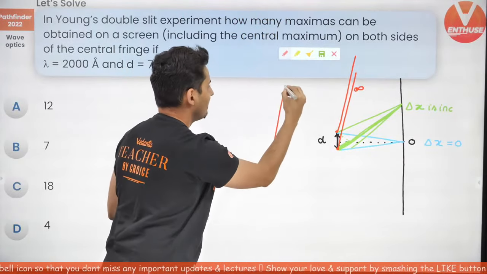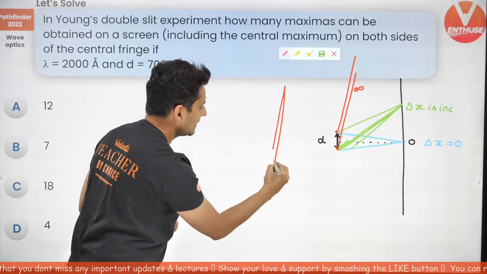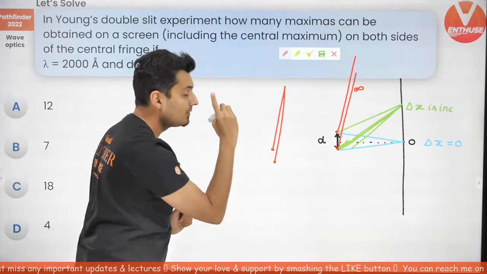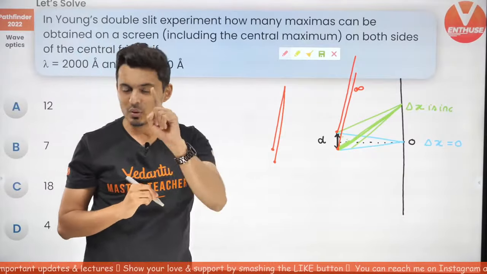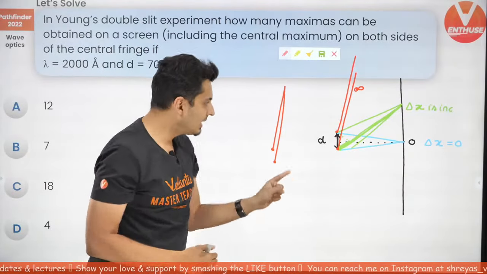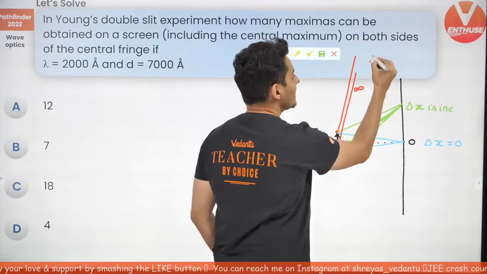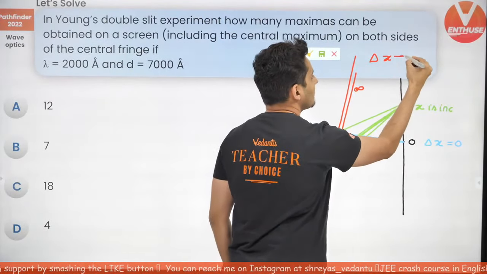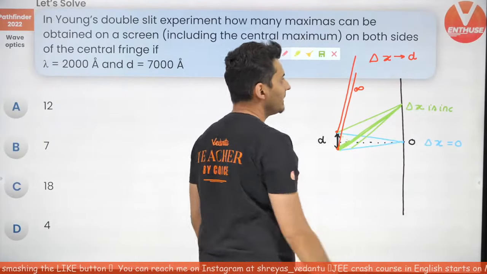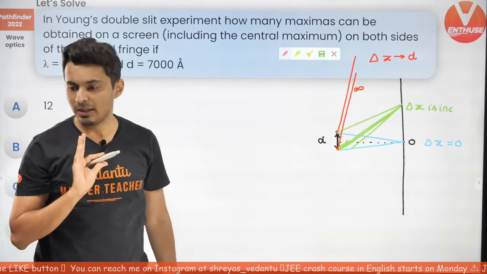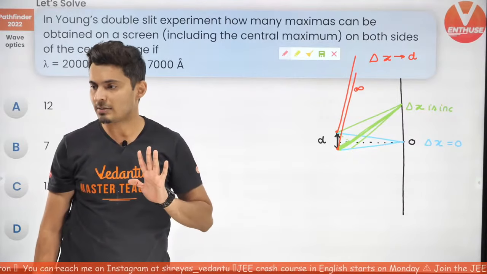Think about it. When they meet finally over here, the other ray has traveled an extra distance of small d. Do you see that? Do you guys see that? That small d is that extra distance. So when you are at infinity, can I say delta x tends towards small d? Agreed till this point? Everybody agreed till this point?